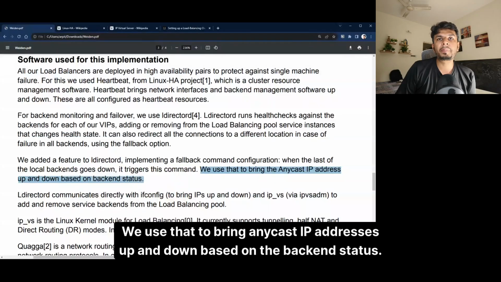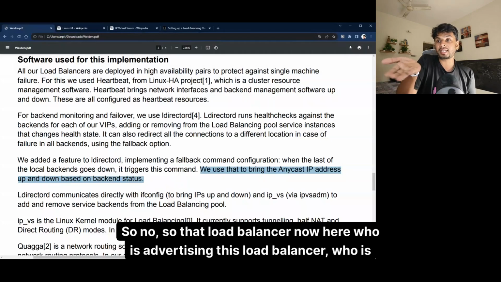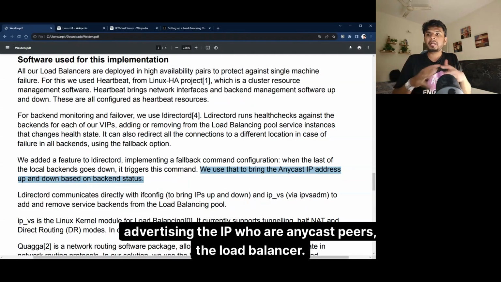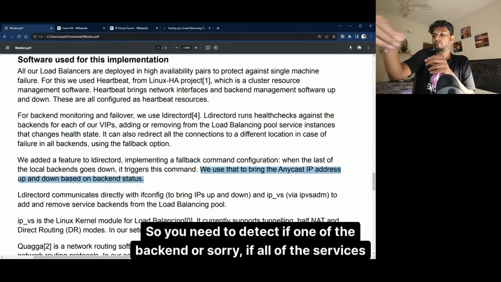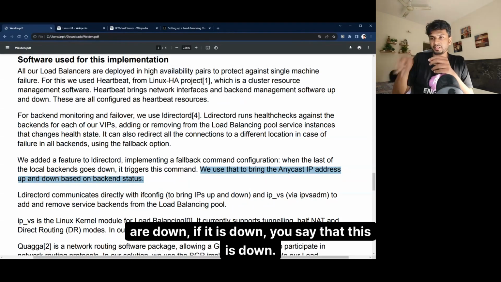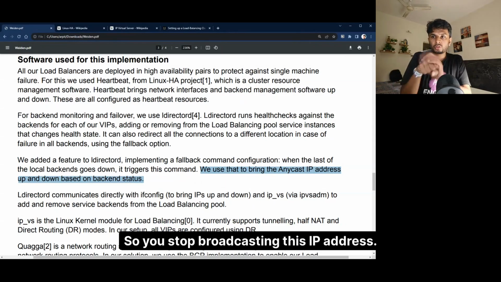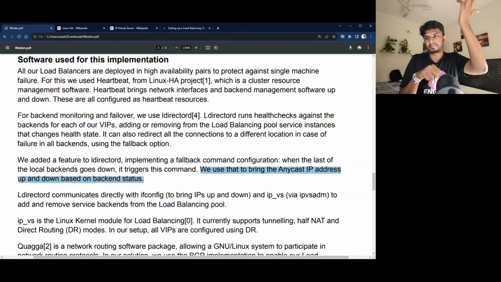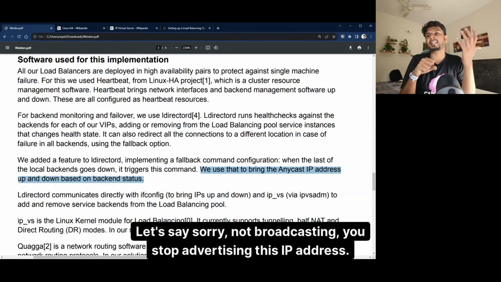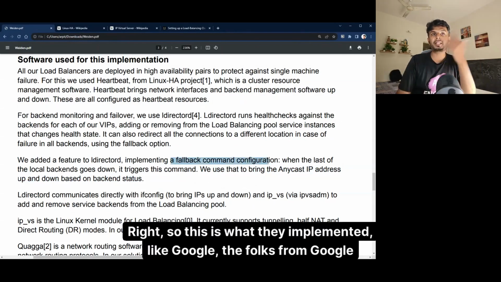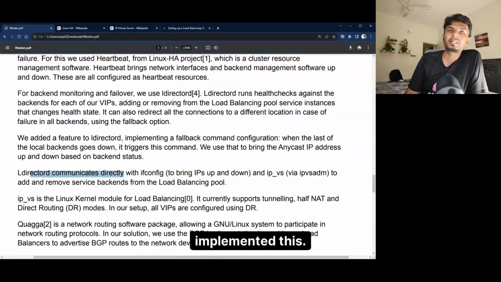We use that to bring Anycast IP addresses up and down based on the backend status. So now here, who is advertising the IP? Who are the Anycast peers? The load balancer. So you need to detect if all of the backend services are down. If it is down, you say that this is down, so you stop broadcasting this IP address. You stop advertising this IP address. This is what they implemented, the folks from Google.